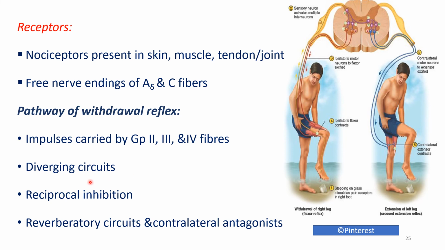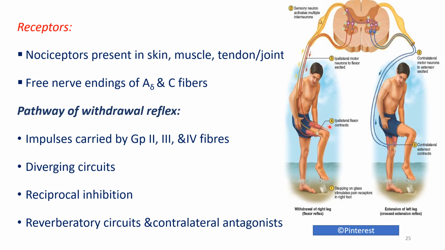Important is the diverging circuit, that is, the impulses are spread to the necessary muscles for withdrawal, and reciprocal inhibition circuits to inhibit the antagonistic muscle, and then reverberatory circuits, so that there is after discharge, that is, the response outlasts the stimulus, and also impulses to the contralateral antagonistic muscles. This after discharge will cause prolonged flexion and sometimes a series of flexion movements with a strong stimulus. A weak stimulus causes almost no after discharge.